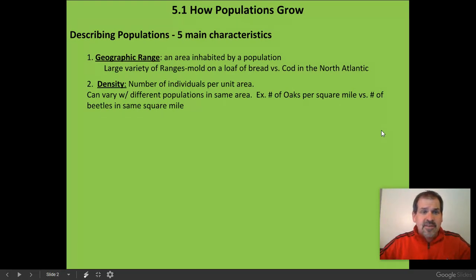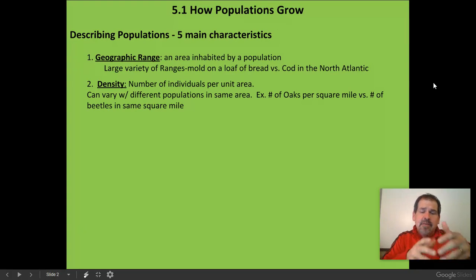Density. This is the number of individuals per unit area. Essentially, how crowded is the population? Now you can have a population that has a large range that is not very dense, or a large range that is very dense. You could have a small range that's very dense. You could have a small range that isn't very dense, and everything in between. So geographic range describes how much space they take up overall, and density describes how crowded it is.